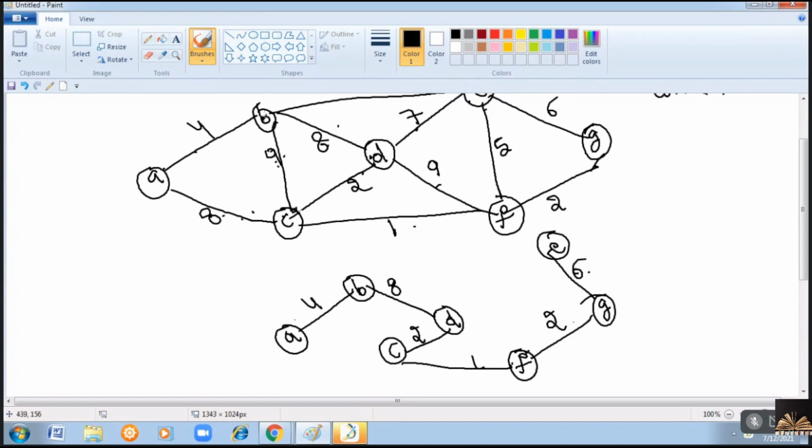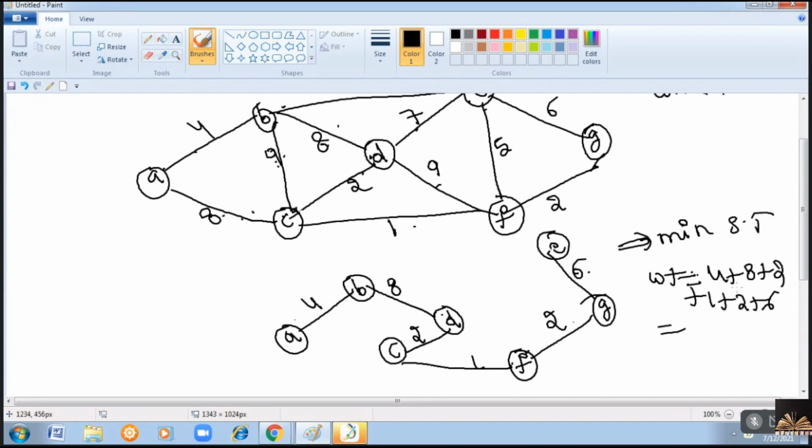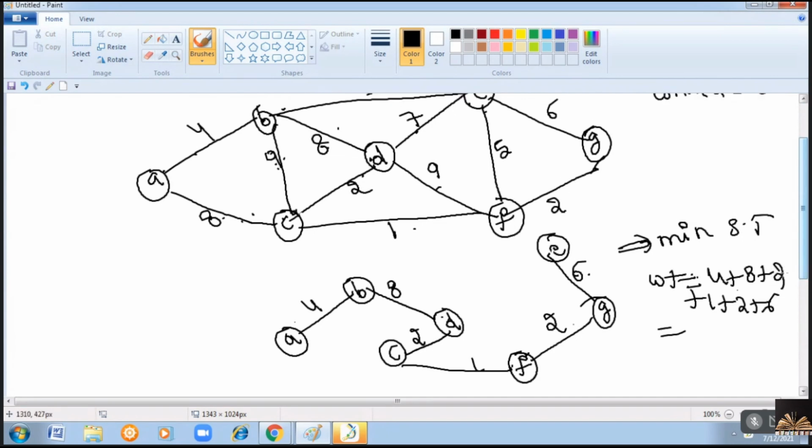Now for E, we have B, D, and F. You have already visited B, F, and D. Therefore, you can stop this process, right? Now, what is the weight of this? You can say that this is the minimum spanning tree, with weight obtained by adding the weights: 4 plus 8 plus 2 plus 1 plus 2 plus 6. So 12 plus 2 is 14, 15, 16, 17 plus 6 is 23.